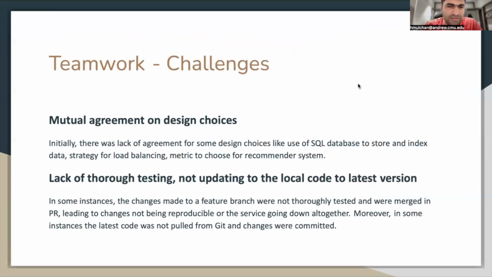Reflecting on some of the challenges, there was sometimes a lack of mutual agreement on design choices, like whether to go for a SQL database or not, the strategy for load balancing, or the metric to choose for the recommender system. We sometimes had disagreements on these things, and sometimes there was a lack of thorough testing locally, and the code was pushed to GitHub, due to which we had some conflicts. And sometimes before developing a new feature branch, the updated code wasn't pulled from Git, and that created some problems.